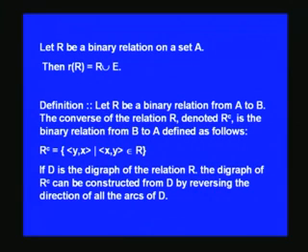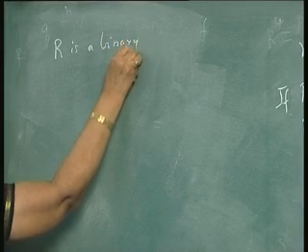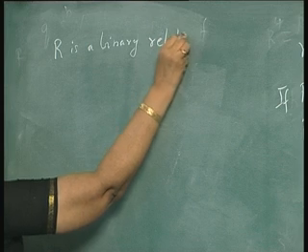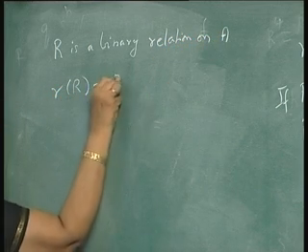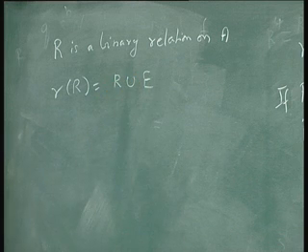Let R be a binary relation on a set A, then the reflexive closure of R is R union E. This is what we have already seen. The reflexive closure of less than is less than or equal to and so on. So, we want to show that if R is a binary relation on A, then the reflexive closure of R is R union E. That is, as a graph we are adding self loops wherever needed.